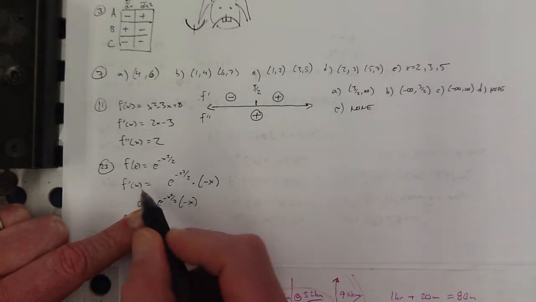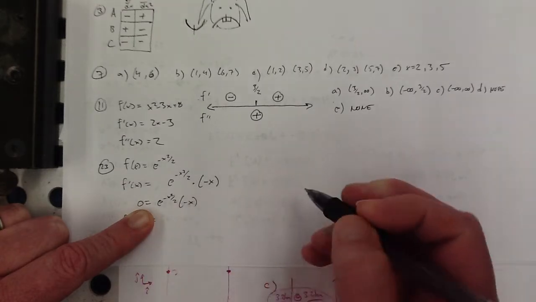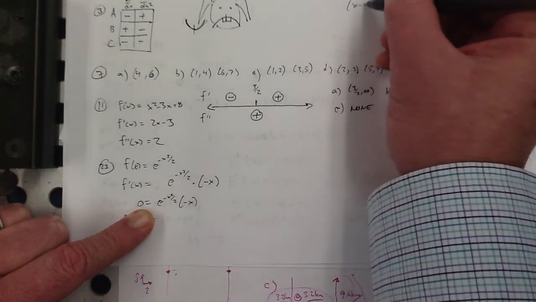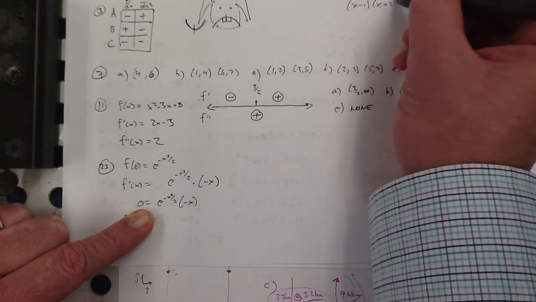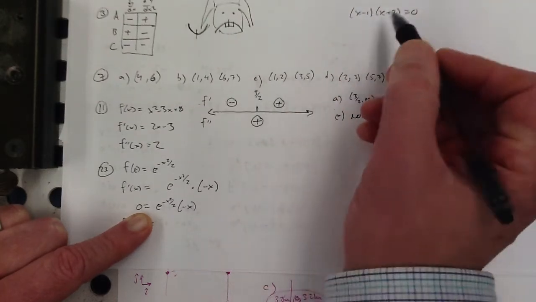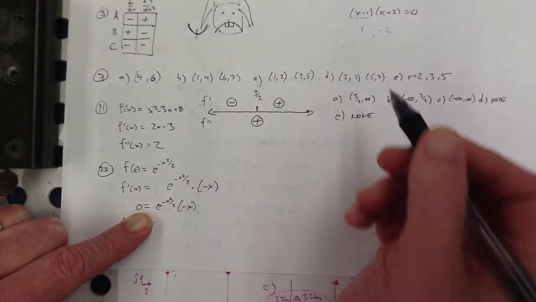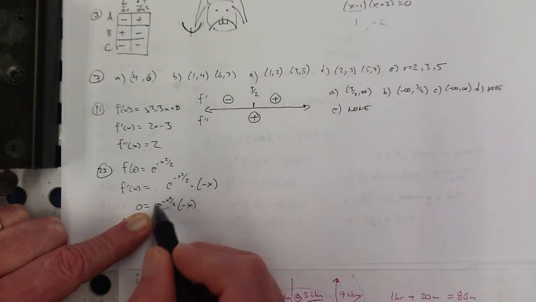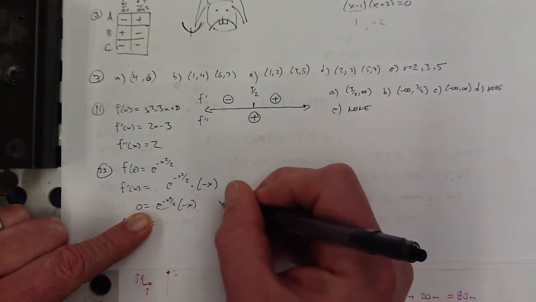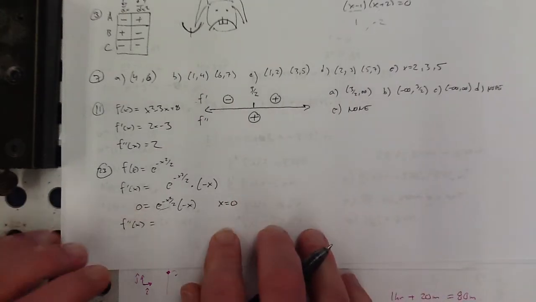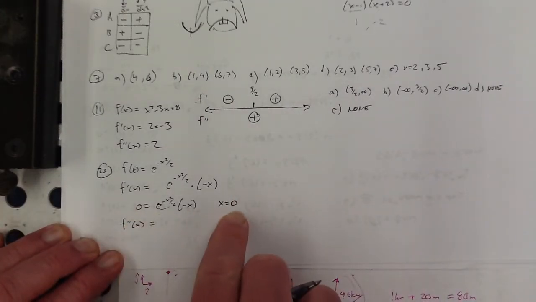If you're thinking about factoring things, and you've got your x minus 1 and your x plus 2 equals 0, and you're like, oh, what makes this 0? 1. What makes this 0? Negative 2, and that's your answers. So what makes this 0? Nothing. It's not possible. What makes this 0? 0 does. So this is equal to 0 at x equals 0.